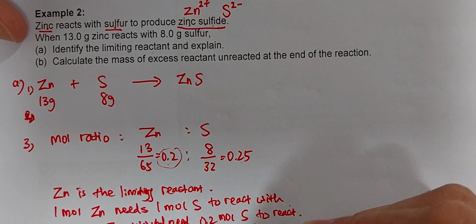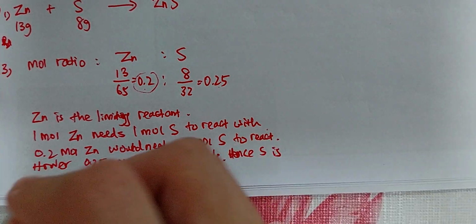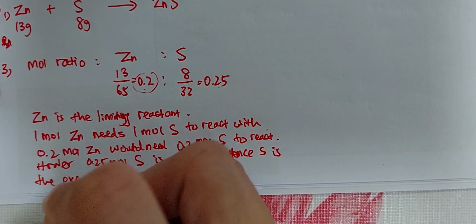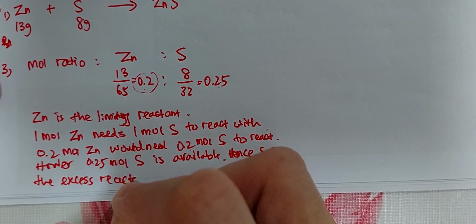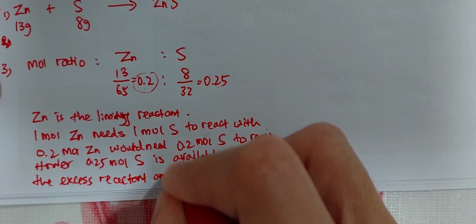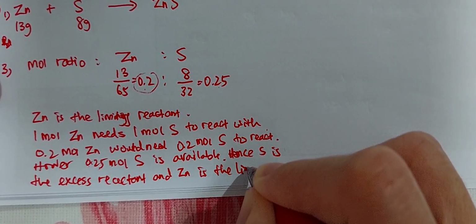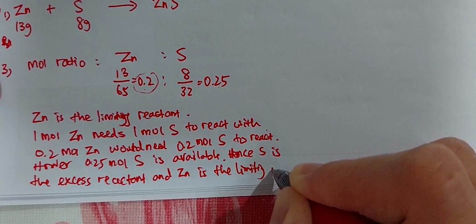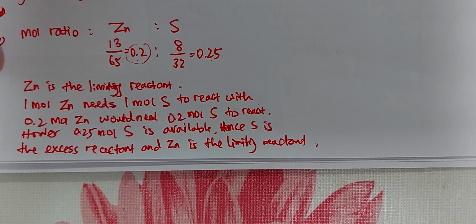Hence sulfur is the excess reactant, which means the other reactant, which is zinc, is the limiting reactant. Okay, so this is how you explain the limiting reactant or excess reactant.